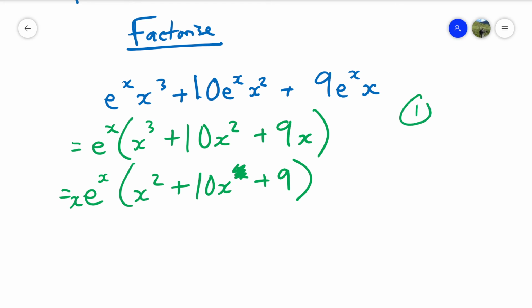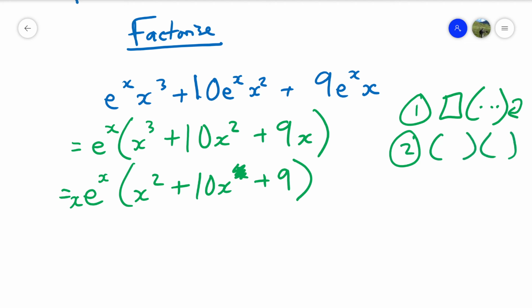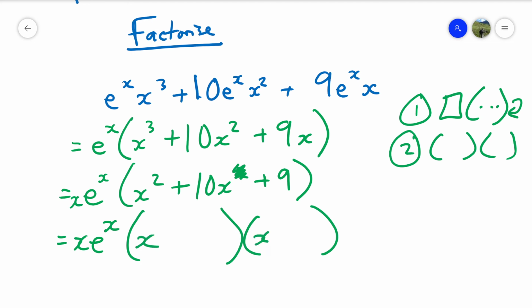So remember the stage process. The first thing is we're trying to take things out, and we do it repeatedly. We've done that twice. I can't see any more, so we now move on to the second step, which is to try and do double brackets. So equals x e to the x. I'm going to try and do double brackets. That's going to have to be an x and an x to make the x squared. There's going to be a plus and a plus.